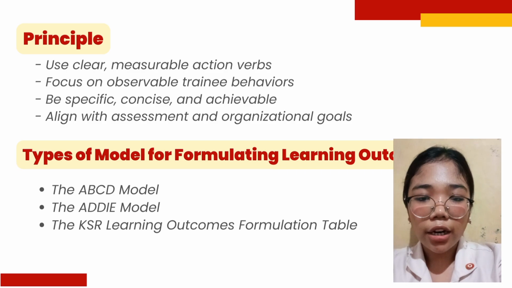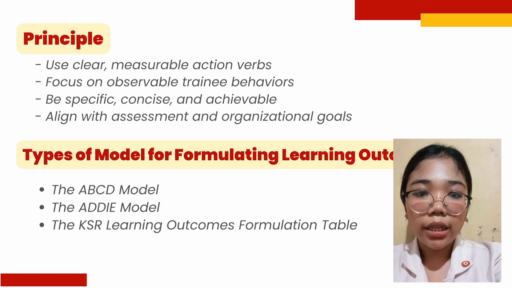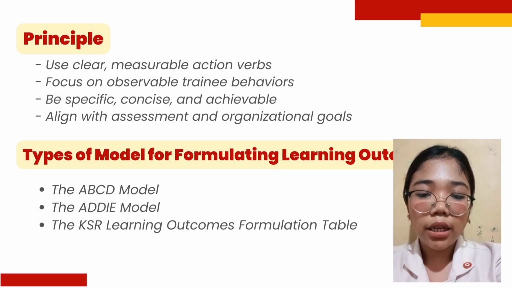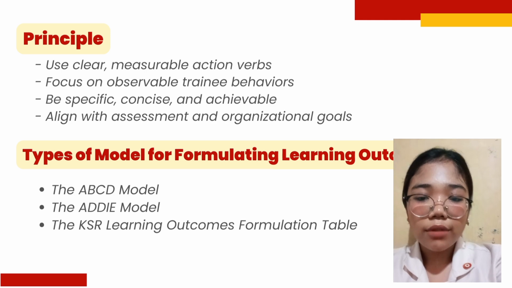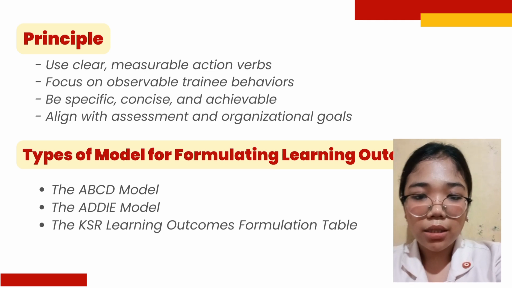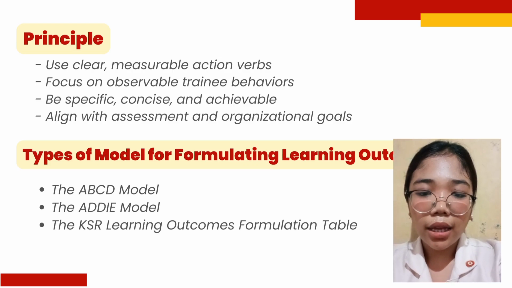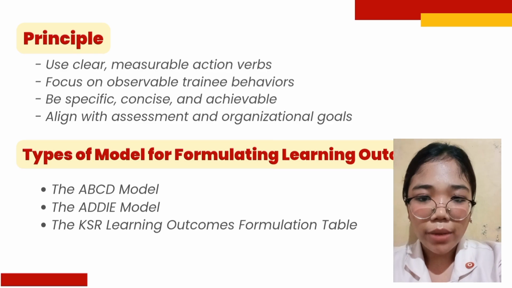The KSR model, or KSR learning outcome formulation table, emphasizes integrating three key dimensions into learning outcomes. The K in KSR stands for knowledge, S for skills, and R for responsibilities. To summarize those three, ABCD helps define objectives clearly, while ADDIE guides the overall instructional development, and KSR emphasizes flexibility and learner-centered design with project management clarity.